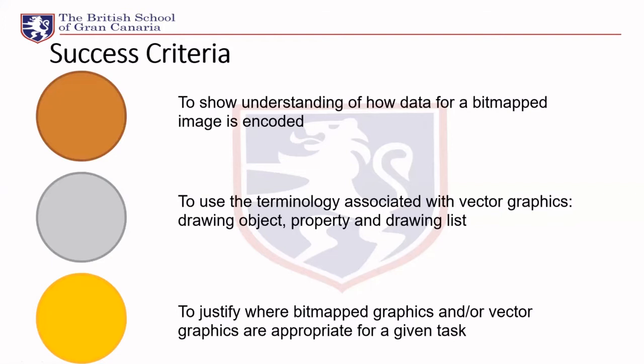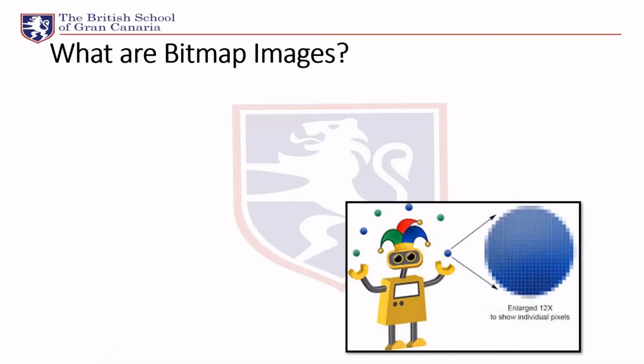So we're going to show an understanding of how data for a bitmap image is encoded. We're going to use the terminology associated with vector graphics by drawing objects, property and drawing list, and then justify where bitmap graphics and or vector graphics are appropriate for a given task. Okay, so now firstly let's look at what bitmap images are.